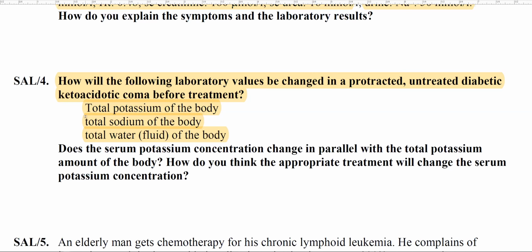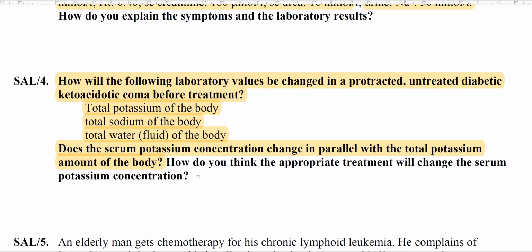That's another question. It's asking, does the serum potassium concentration change in parallel with the total potassium amount of the body? No, because as I explained, the potassium concentration of the serum increases, while the total potassium decreased. Yes? Yeah.